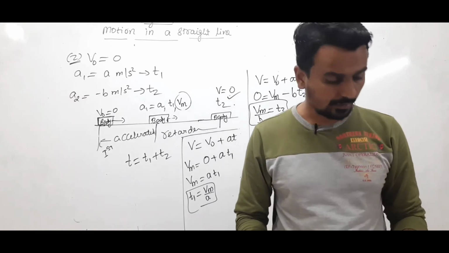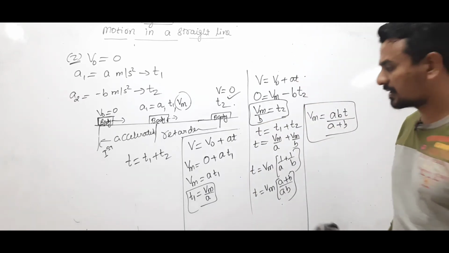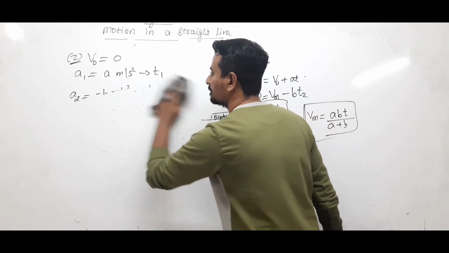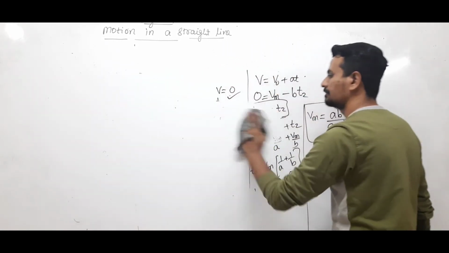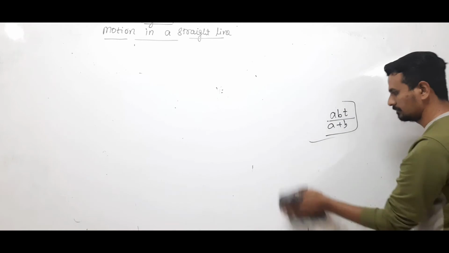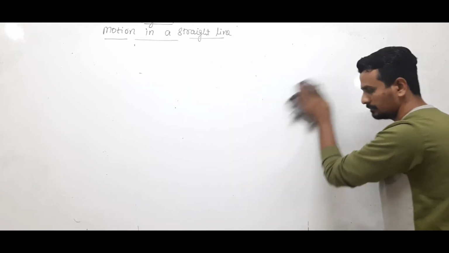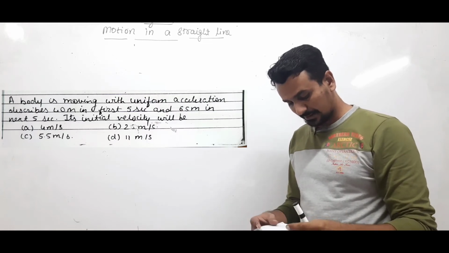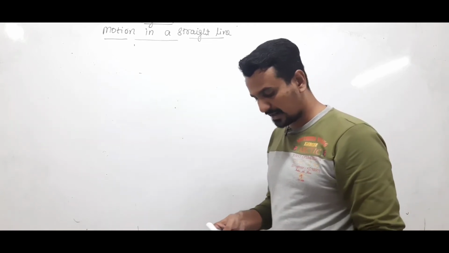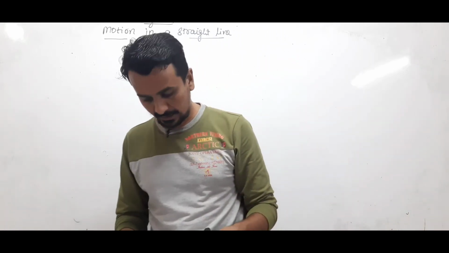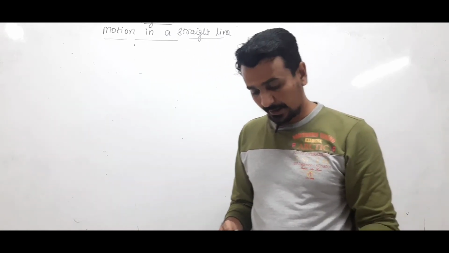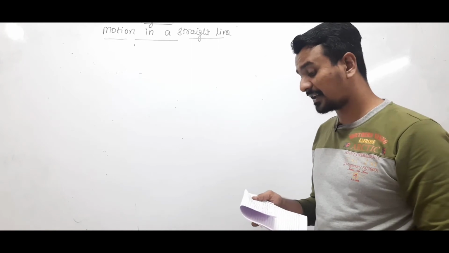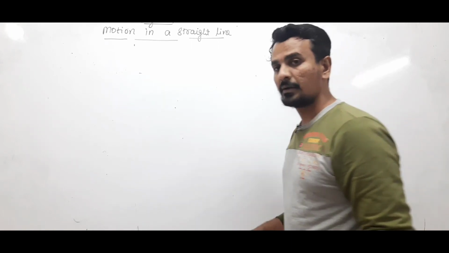Done? Okay, let us solve another question. A body is moving with uniform acceleration, it describes 40 meter in first 5 seconds and 65 meter in next 5 seconds. What will be the initial velocity? Fine.